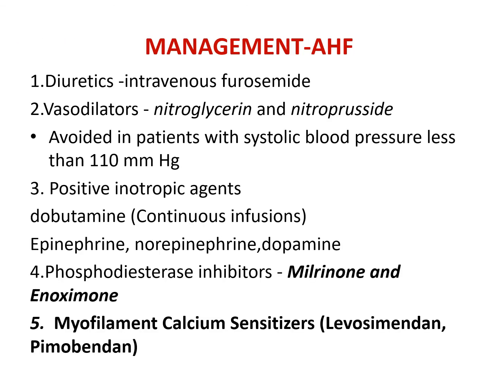Management of acute heart failure is by giving diuretics, mainly intravenous furosemide, and vasodilators like nitroglycerin and nitroprusside. These are avoided in patients with systolic blood pressure less than 110 millimeters of mercury. Then you can give positive inotropic agents like continuous dobutamine infusion, epinephrine, or dopamine. Then phosphodiesterase inhibitors like milrinone and enoximone can be used, and calcium sensitizers like levosimendan and pimobendan. So that's all about management of chronic heart failure and acute decompensated heart failure.